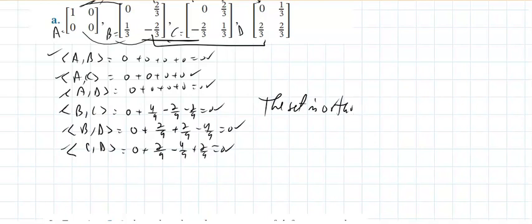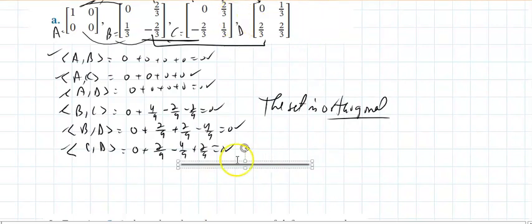And of course, for a matrix, it doesn't make sense for you to talk about its length. There is no such thing.